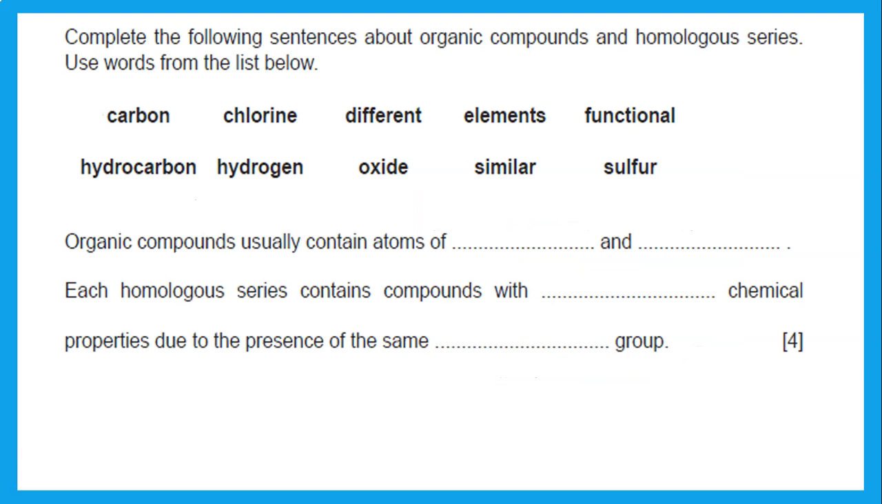Complete the following statements using these words. Well, let's see. Organic compounds usually contain atoms of what? You should know that organic compounds all contain carbon and hydrogen. All members of the same homologous series would have similar chemical properties. They will do the same types of reactions due to the presence of the same functional group.